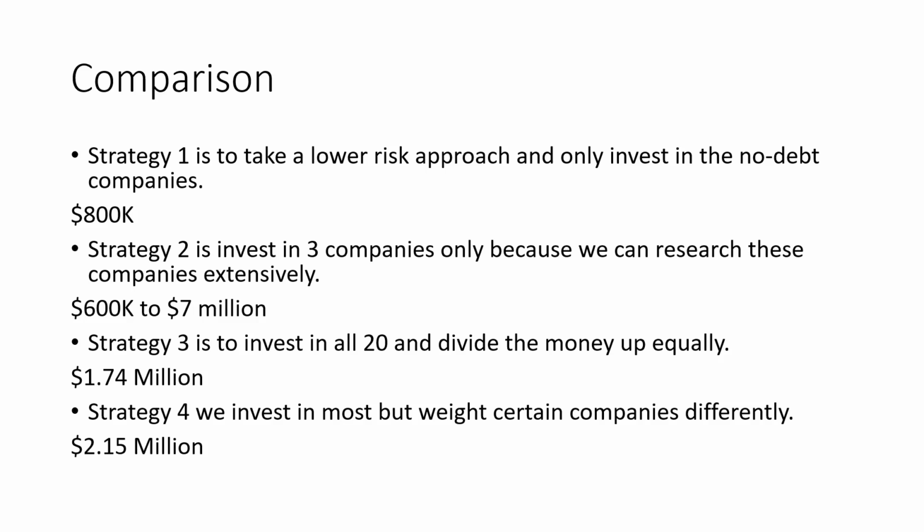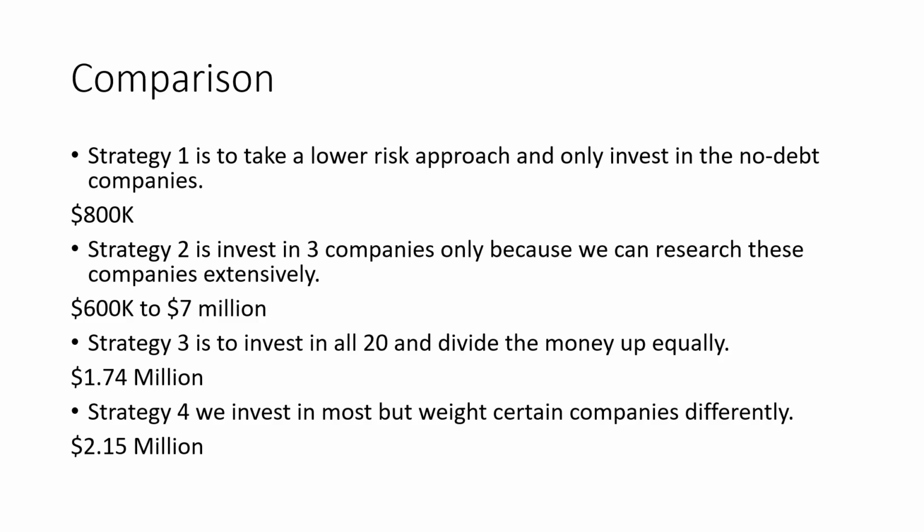So the comparison here, I'm going to compare all the strategies. Strategy 1 is to take a lower risk approach and only invest in the no debt companies, the ones that, quote, have good fundamental balance sheets that everybody praises about. Well, your return's $800,000. Strategy 2 is to invest in 3 companies only because we can research these companies extensively, and that's going to vary quite substantially. It's from $600,000 to $7 million. But I'll tell you what, I highly doubt that you're going to pick the risky companies. So it's probably going to be close to strategy 1.